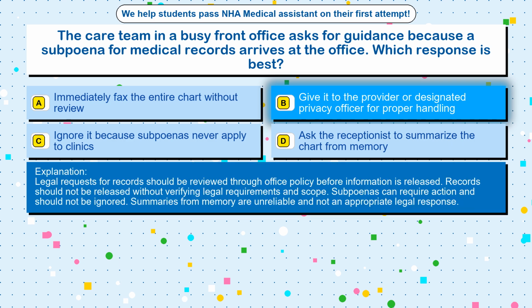Legal requests for records should be reviewed through office policy before information is released. Records should not be released without verifying legal requirements and scope. Subpoenas can require action and should not be ignored. Summaries from memory are unreliable and not an appropriate legal response.